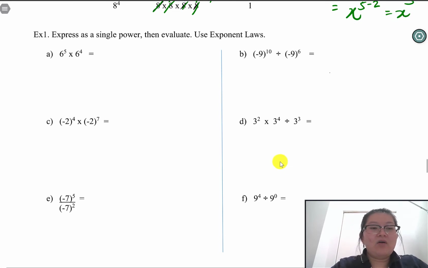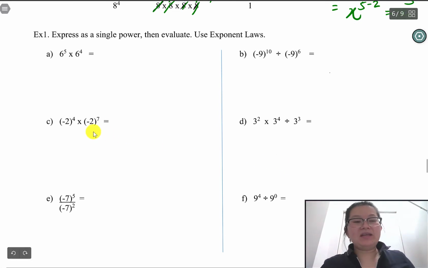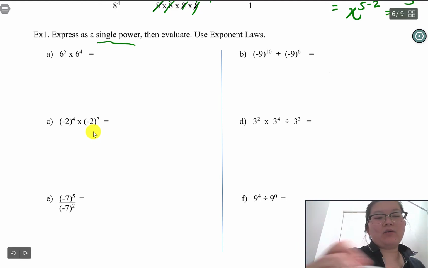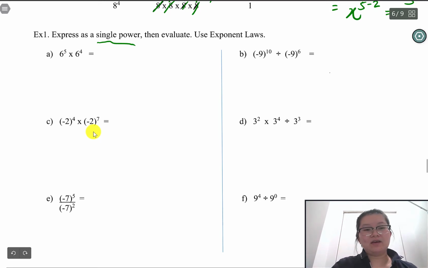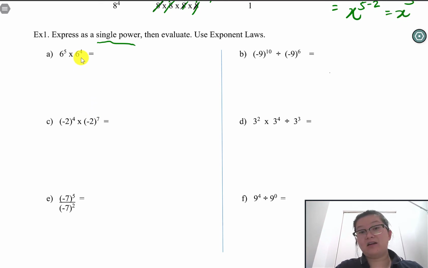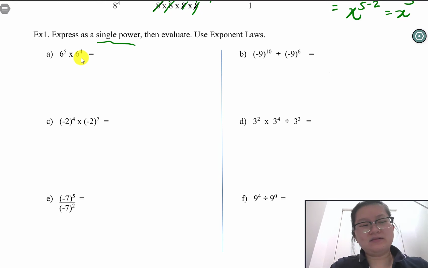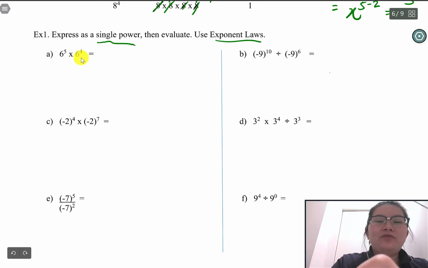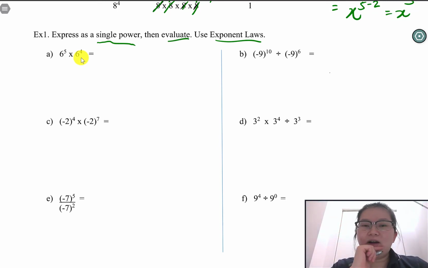Okay. Now, in this particular unit, many times you will see the instructions telling you to express as a single power. Because when you see this sentence, you are tempted just to put that into your calculator. And yes, it totally makes sense. It's the easiest way to do it. And why not use the easiest way? But the instructions say you have to express a single power using your exponent laws before you evaluate. So that's important, and you'll actually lose credits for not doing that. So please read the instructions carefully in this unit.